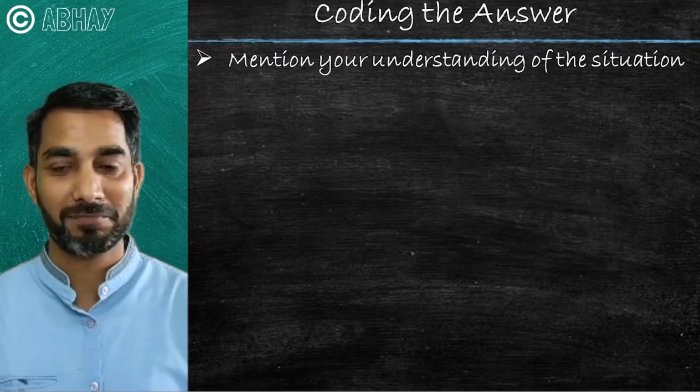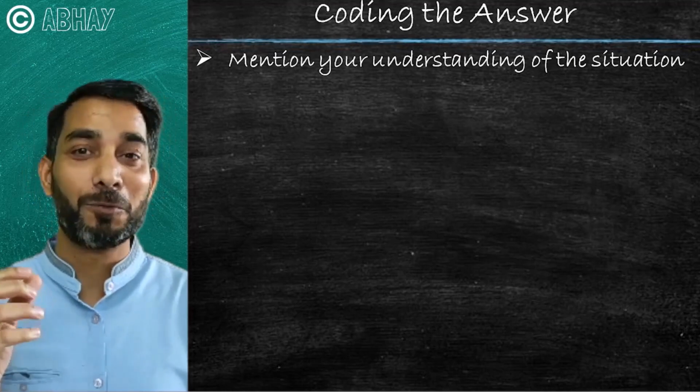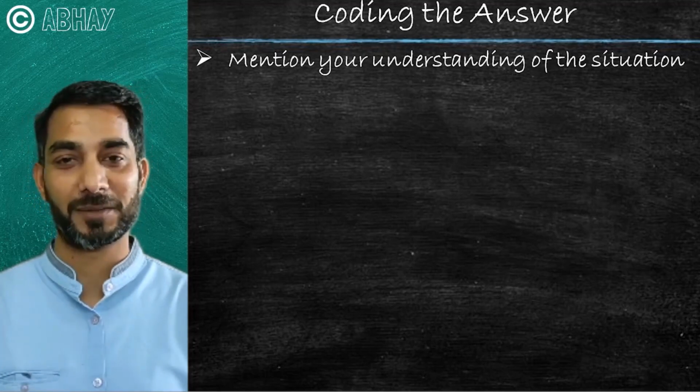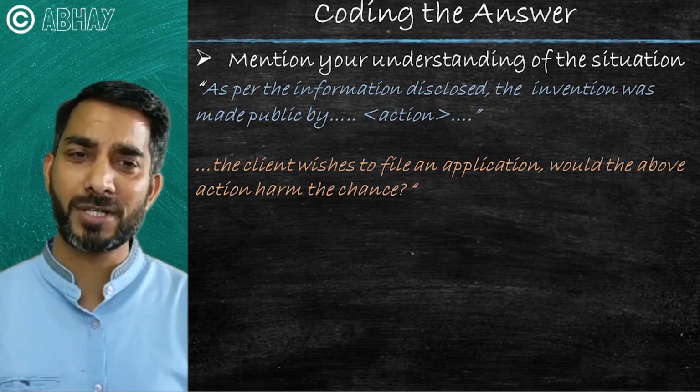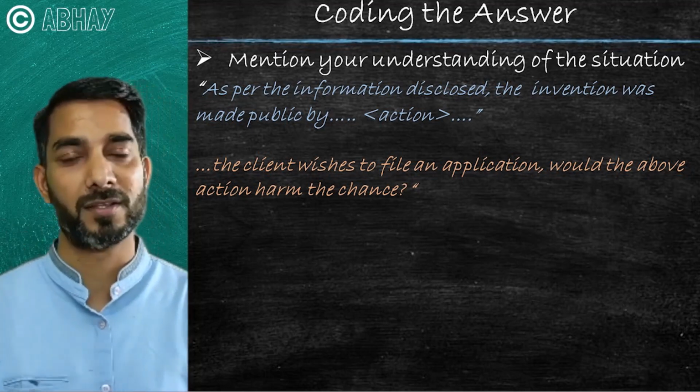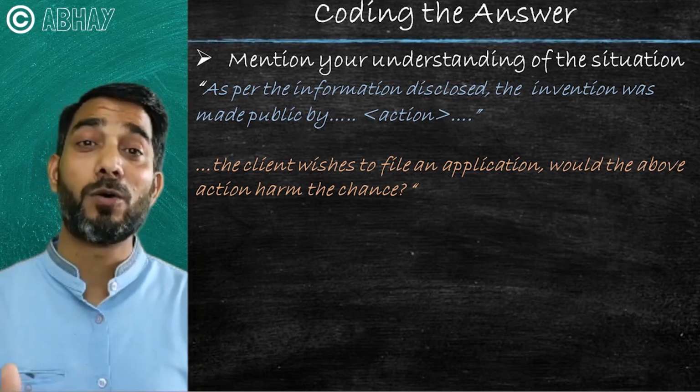How do we do it? As always, you mention your understanding of the situation. One of the ways is this. As per the information disclosed, the invention was made public by this, copy paste whatever is there in the question, write it down. Now, what is the objective?